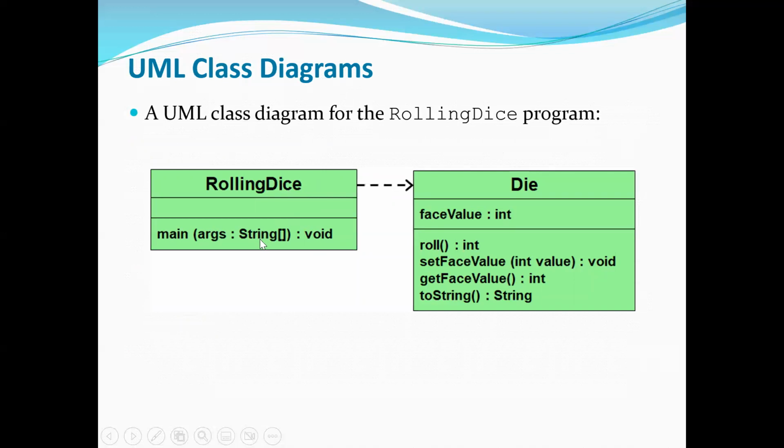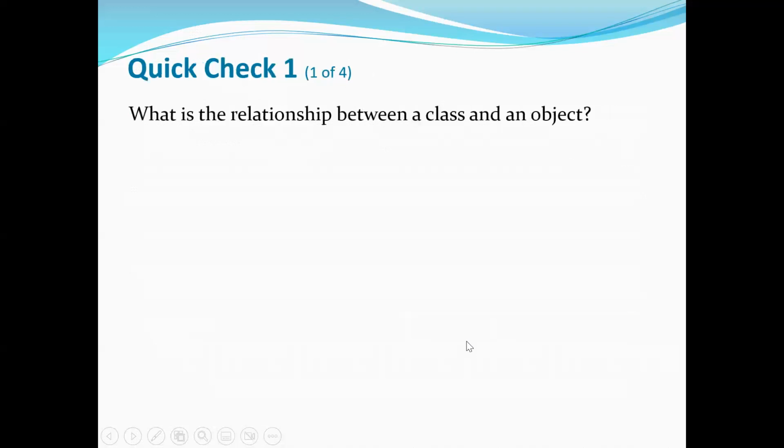We have RollingDice with the main method returning void. Now we have Die, which is the class. The instance variable is only one, the faceValue, which should be an int, a value between 1 and 6. Now we have a lot of methods here. We can roll a die, we can set the face value to any value we want, we can get the face value, and we can also use the toString method.